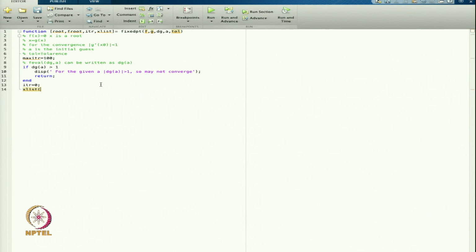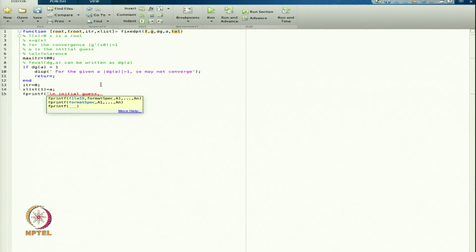So, at first iteration its value is equal to a. So, whatever initial guess I am giving, that value will be saved in the x list at the first position. Now, from here I can write printf. So, that is the printf I can define, and then I can define the initial guess. So, start with the new line, initial guess.